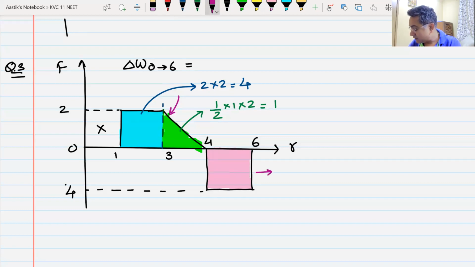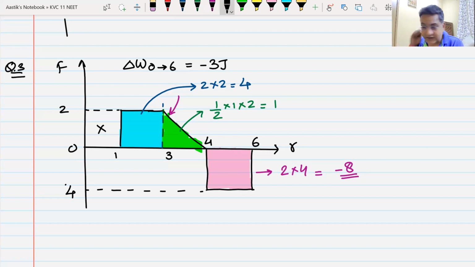And how much? The length of this is 2. The height of this or breadth of this is 4. So 2 multiplied by 4, and I will take it as -8. The below one is -8. The above one is 5. So the answer of this becomes minus 8 plus 5, minus 3 joules. Do we understand this? Yes or no?